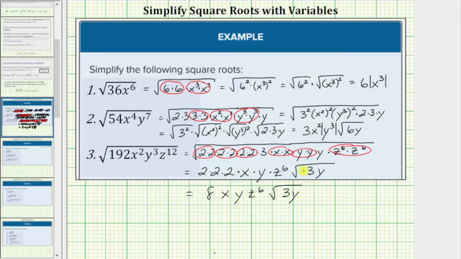But notice how the exponent on x and y are both 1, which is odd, and therefore x and y require an absolute value. So we have 8 times the absolute value of xy times z to the 6th times the square root of 3y.